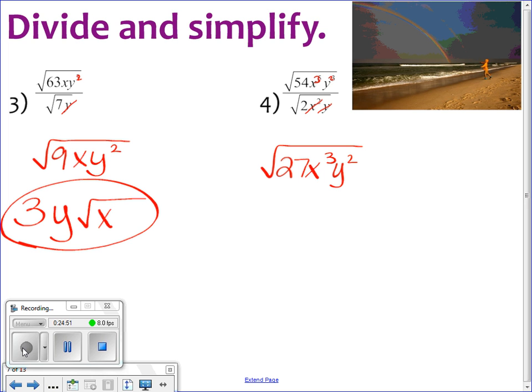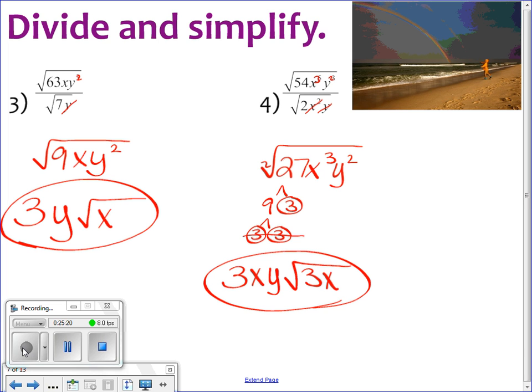Pretty? No. All right, so we'll do our factor tree. I need groups of 2, right? That's just a square root. My index is 2. So I have a pair of 3's that come outside, a 3 back inside. How many groups of 2 can I get from this one? How many left over? How many groups of 2? 1. Left over? None. So 3xy, radical 3x. You got it? Awesome.